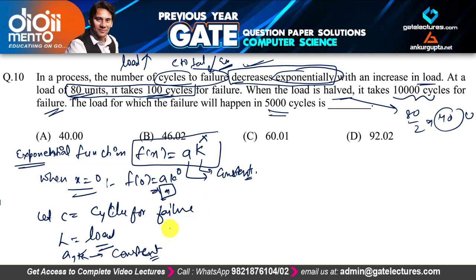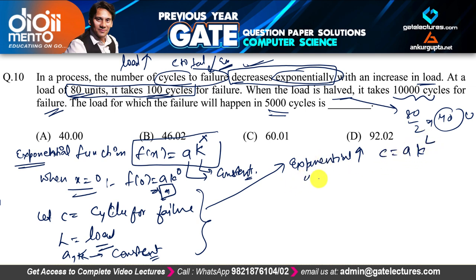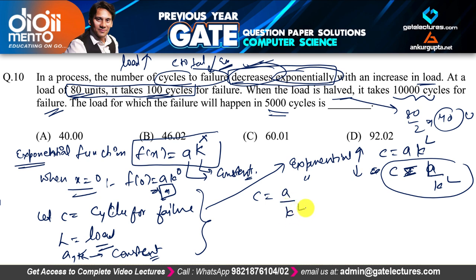Now if something like this happens, when we have an exponential increase, it can be represented as c is equal to a into k raised to power l, and an exponential decrease means it should be c is equal to a upon k raised to power l. So these are two things. Because they are discussing the exponential decrease in the failure, we have to take this value, that c is equal to a upon k raised to power l.